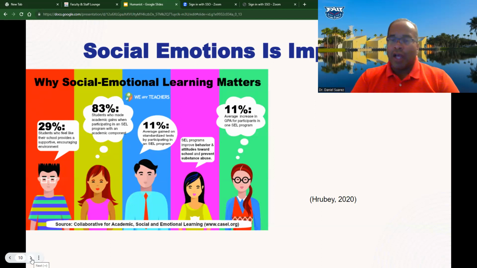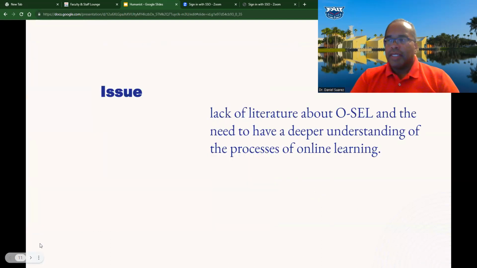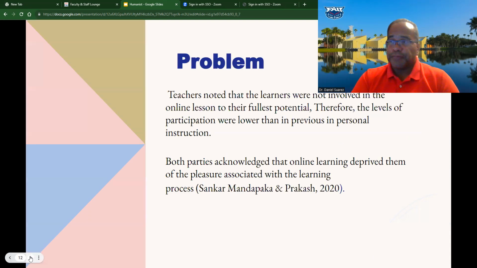But now, how do we do this in the online format? Again, the issue was a lack of OSEL when it came to using this in online programs, especially because most classes were in person. But things changed after COVID. Teachers noted that learners were not involved in the online lessons to their full potential compared to how they were in classroom or in-person settings. Research brings out that both parties acknowledge this, both the teachers and the students. So what can be done?